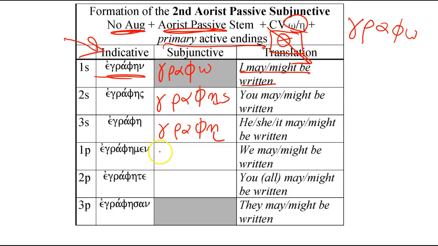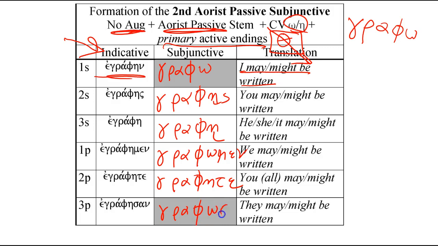We may or might be written, graphOmen. You all might be written, graphete, and they all might be written, graphOsi or graphOsin. And these are the second aorist passive subjunctives.